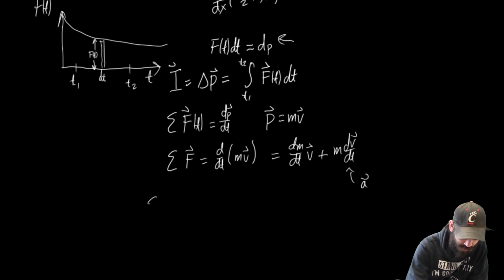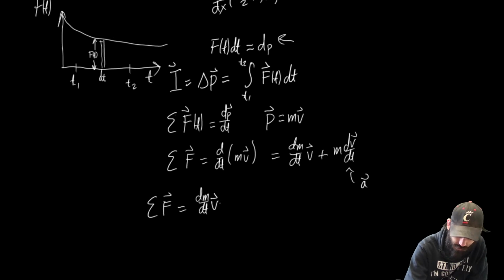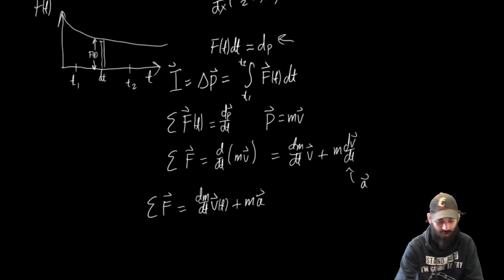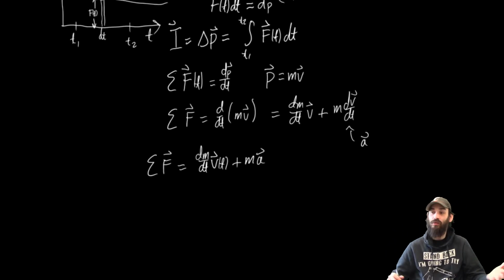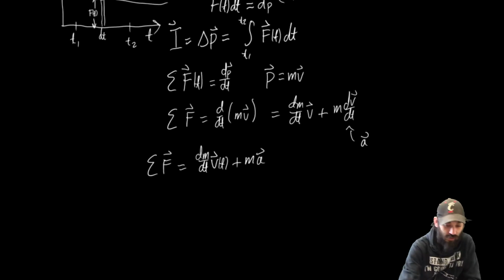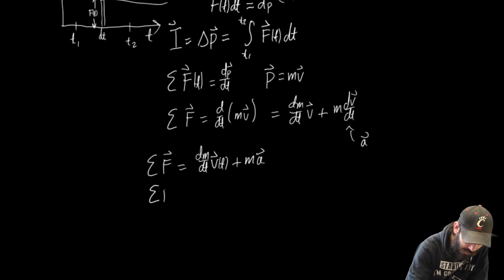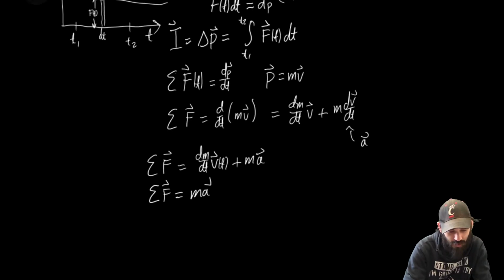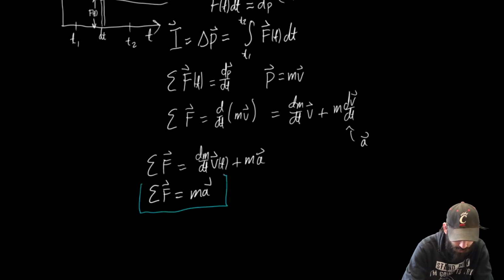And so this says that the sum of the forces acting on an object is going to be equal to the time rate of change of the mass times the velocity of the object, and in principle as a function of time, plus the mass times the acceleration. Okay. Now, if we have some object where the mass isn't changing, then this reduces exactly to Newton's second law. So the sum of the forces is equal to mass times acceleration. And this is something that we know already really well.